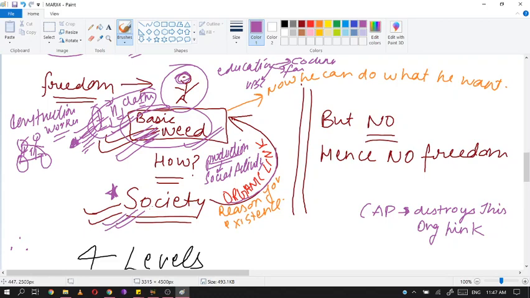So there is an organic link between man and society. Man has needs, and to fulfill these needs only society comes. Society fulfills these needs. Hence there is a relation between man and society which is very organic, very natural. Society comes for fulfilling your needs. Man has need. Society is important for man.